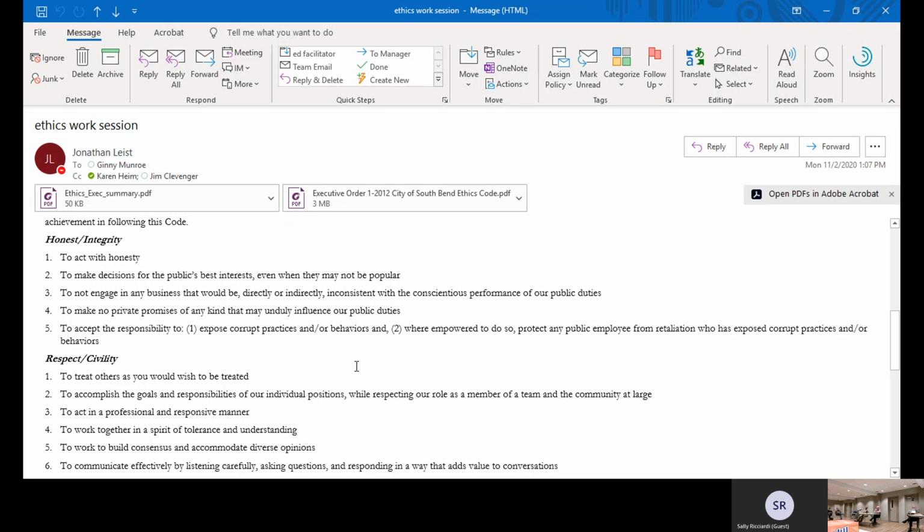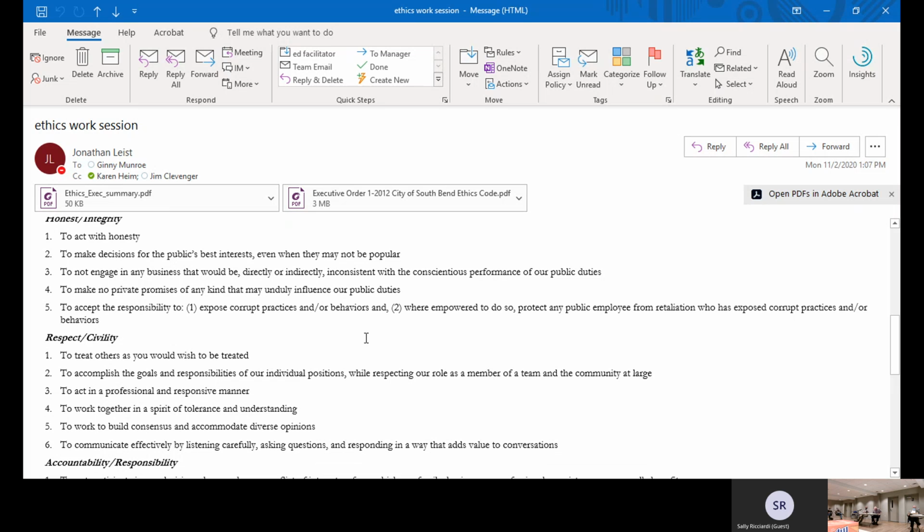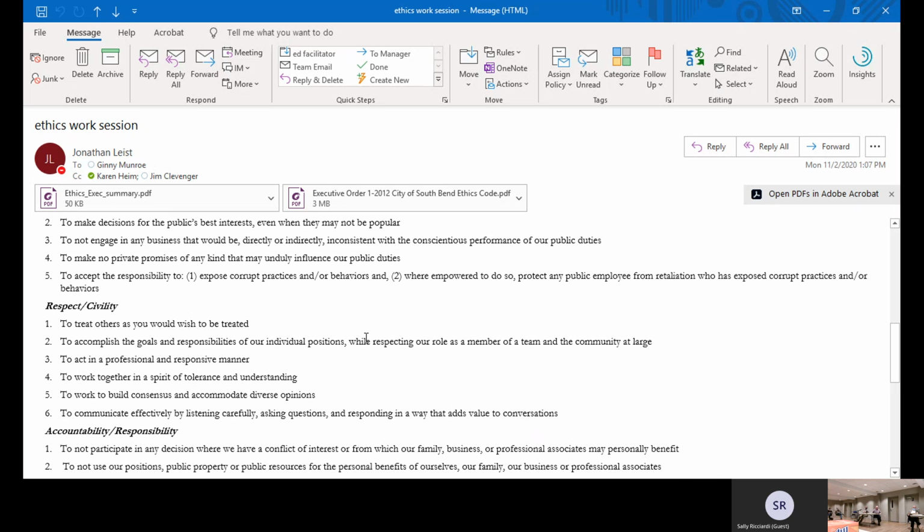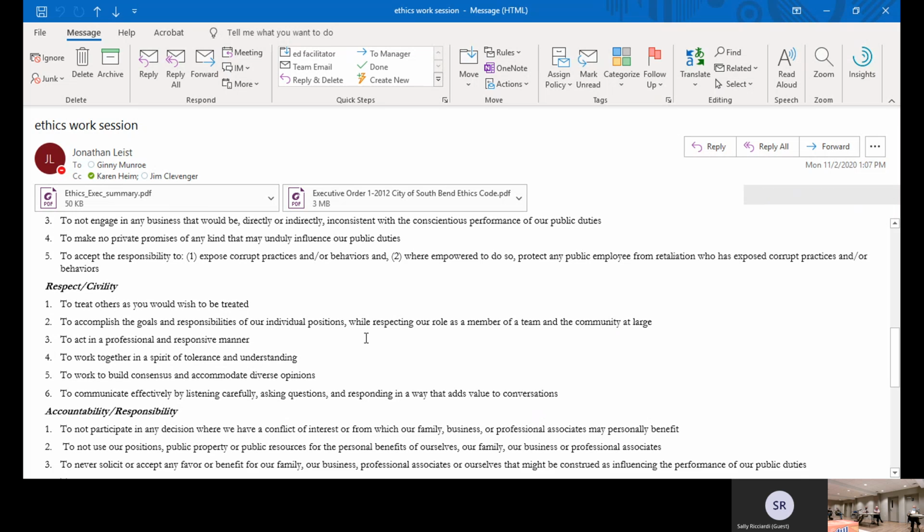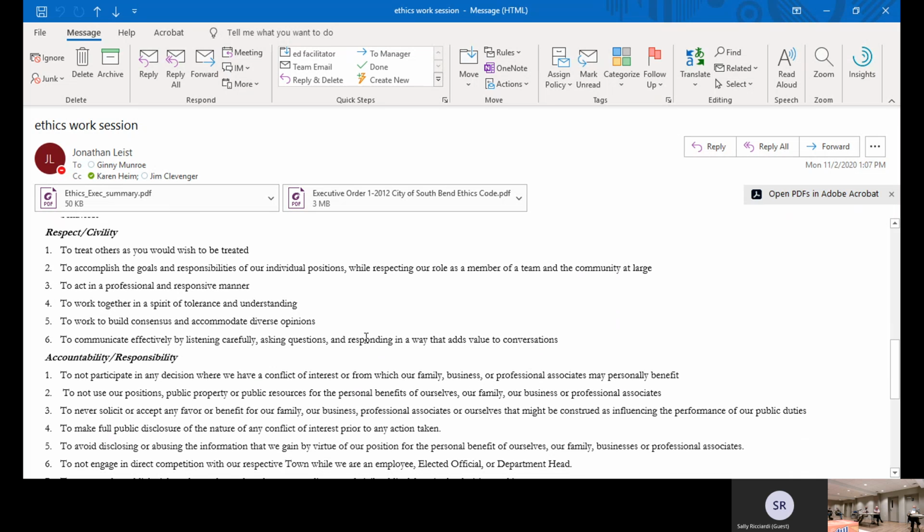Anyway, this one talks about honesty and integrity: to act with honesty, make decisions for the public's best interest, even when they may not be popular, and not engage in any business that would be directly or indirectly inconsistent with the conscientious performance of our public duties. Make no private promises of any kind that may unduly influence our public duties. Accept the responsibility to expose corrupt practices or behaviors, and, where empowered to do so, protect any public employee from retaliation who has exposed corrupt practices or behaviors. Then there's a section on respect and civility, to treat each other as you would wish to be treated. Those are pretty much all the golden rule ones.